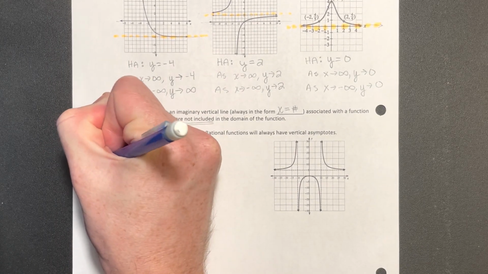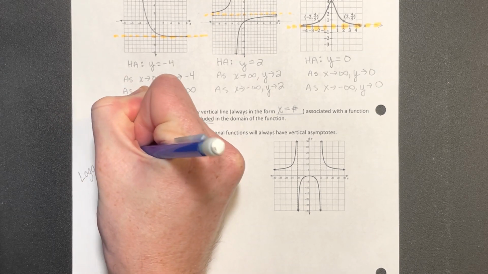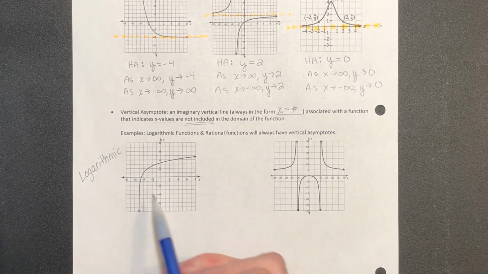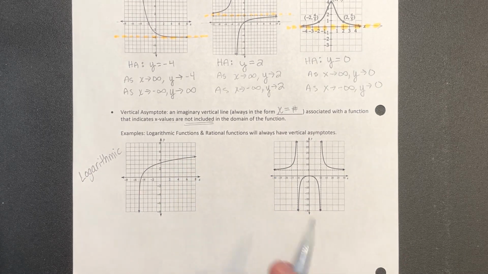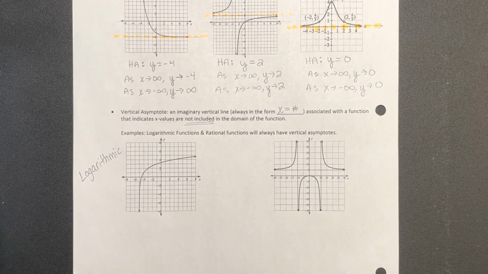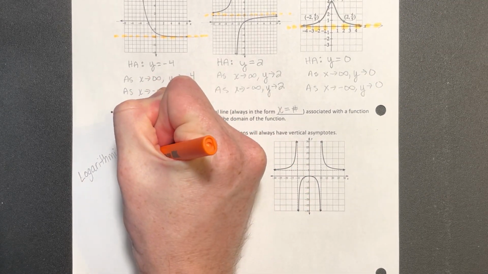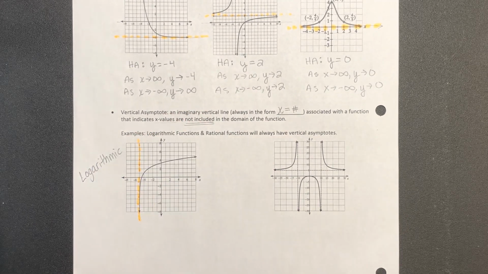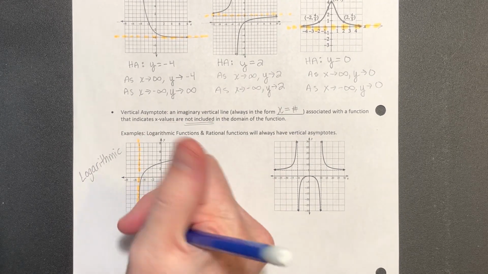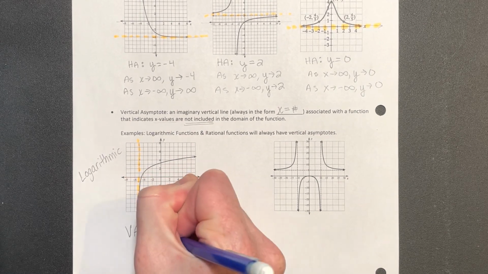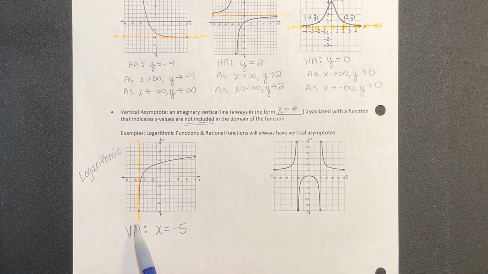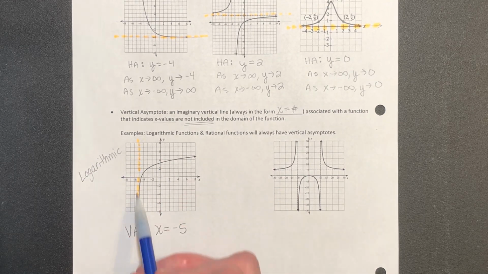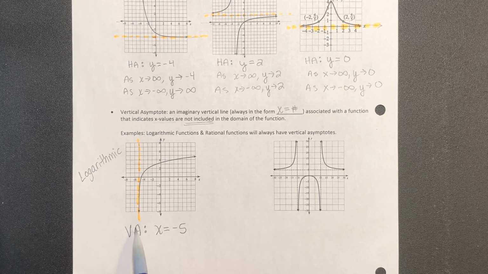Here's a logarithmic example. This logarithmic function will always have a vertical asymptote. And so in this picture, we see a vertical asymptote at -5 on our x-axis. We would write that vertical asymptote as x equals -5. And it's just saying that there's an undefined value there at -5. So -5 is not in the domain of this function.